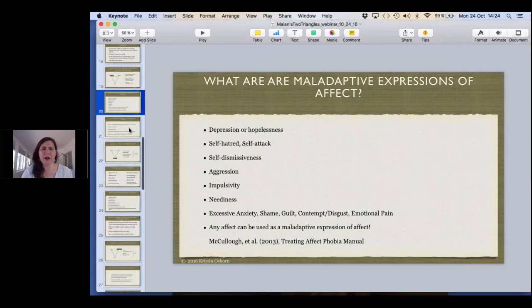And again, you're going to hear this over and over again: any affect can be used as a maladaptive expression of affect. There are a lot of people who can get really angry for themselves, but what they really need to do is feel great sadness and cry. Or a lot of people can feel weepy and sad, but what they really need to do is be able to assert themselves and set limits. So if you're thinking all the time, is this constructive, is this destructive, is it helpful, is it unhelpful, it'll help you figure out if you're working with the defense or not.